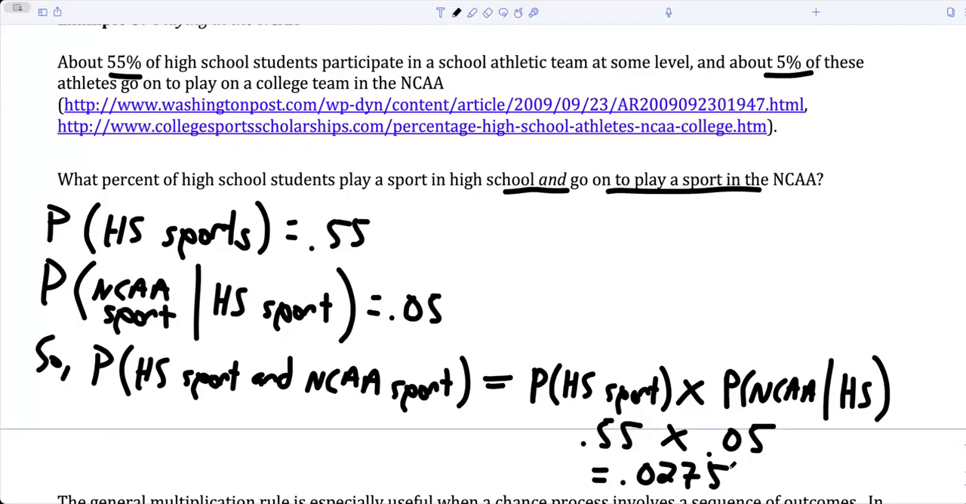Let's be generous, let's say 5% of college athletes go on to play professionally. It's probably not that high, but let's just go with 5%. So how would we calculate the probability that they played high school, then they played college, then they became a professional? It would be 0.0275 times 0.05. And what is that?